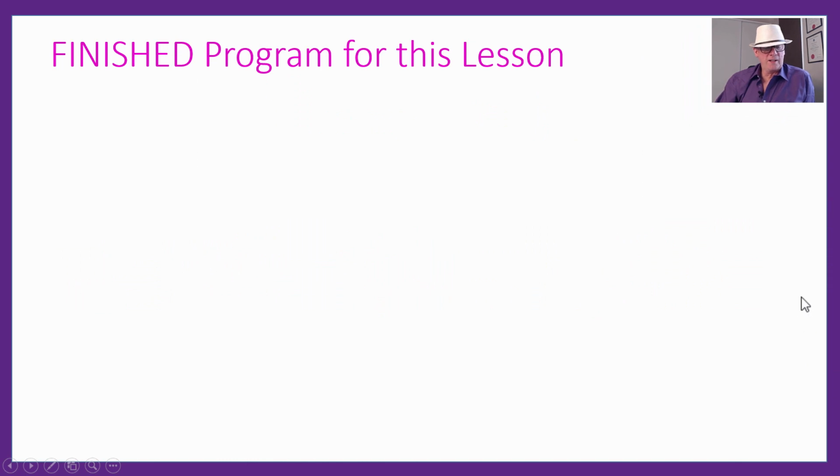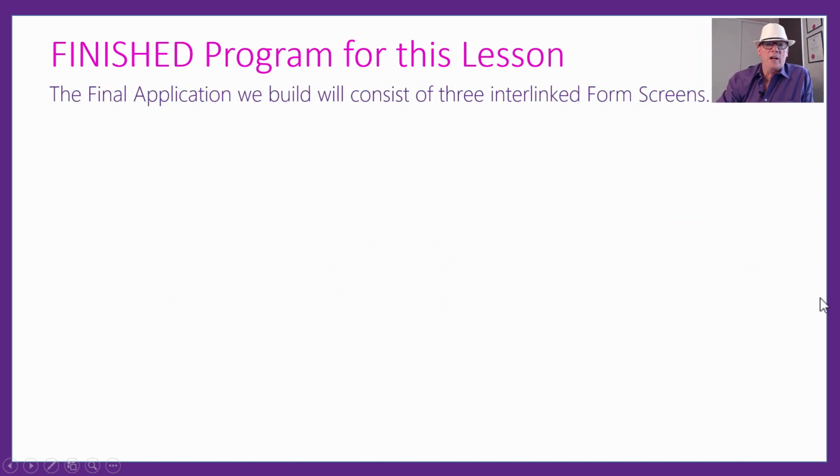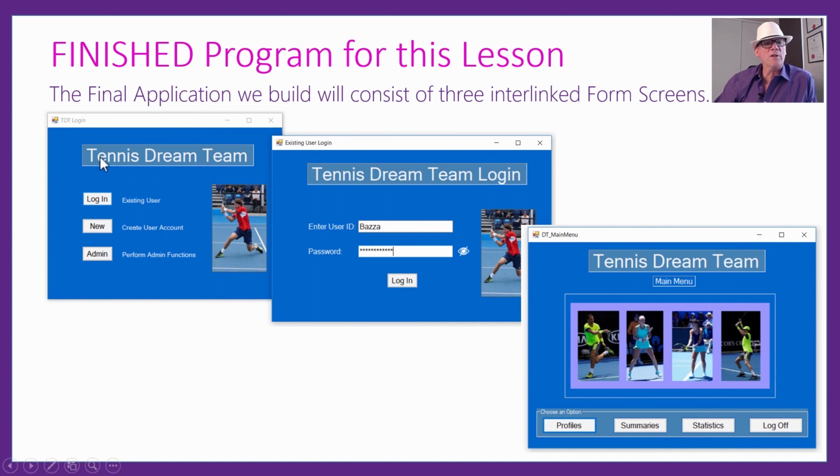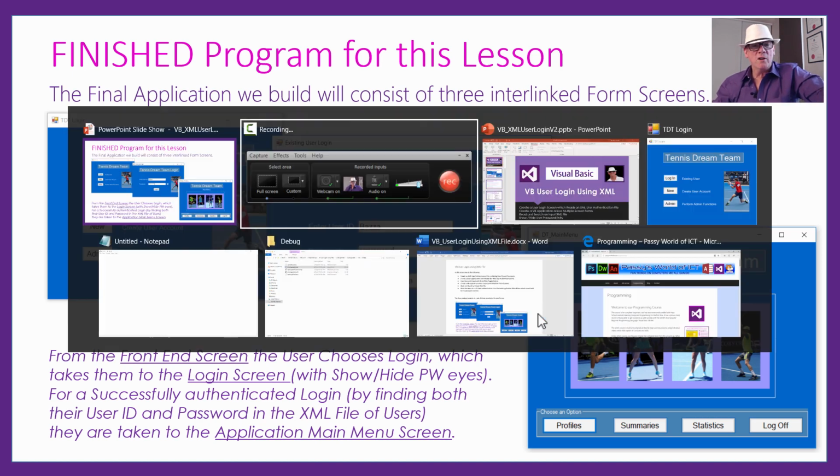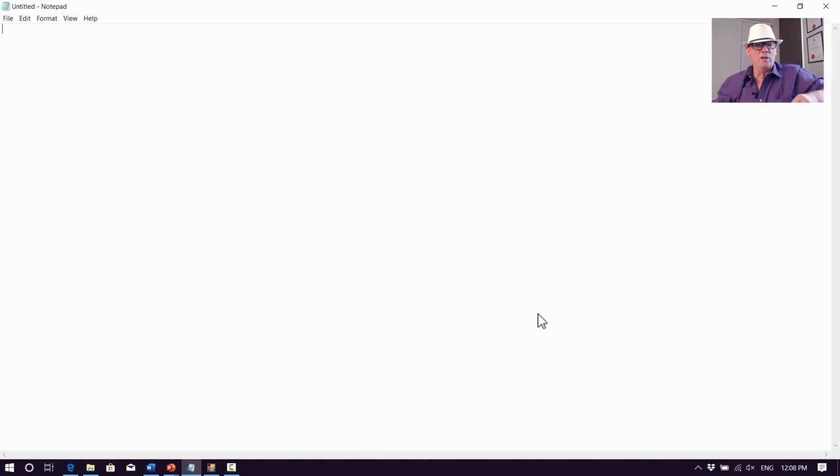So the finished program for this lesson is going to have three screens. There'll be a front screen that comes up. You can click log on, it goes to the login screen, and you can enter the details. If your details are found in the XML file of users, then it's going to take you to this main application form that's a menu. This is going to link into our tennis dream team that we've been working on with a few of the previous lessons. So that's the idea here. We're going to have this set of three screens that are all interlinked and work together. It's a pretty nice little project actually, with a lot of really useful learning.